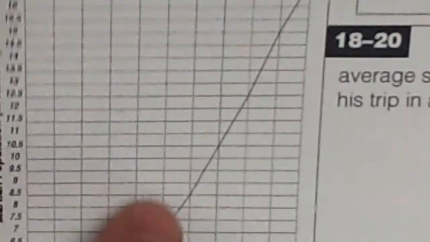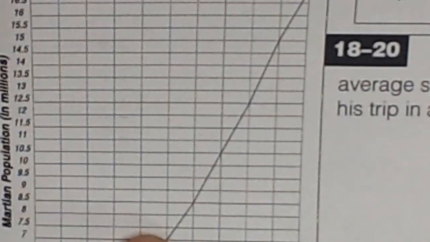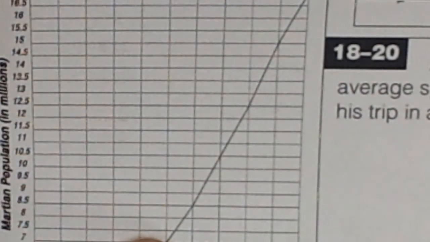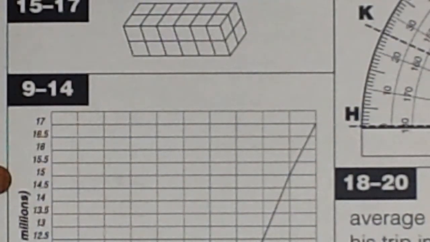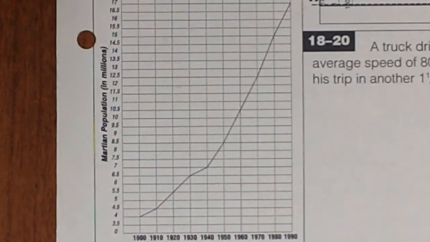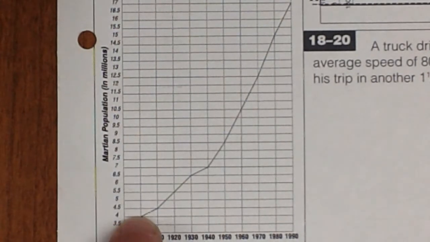Questions 9 through 14 are dealing with this line graph on your sheet. It traces the growth of a population on Mars from 1900 to 1990. Population is shown in millions, with each base standing for 500,000 Martians. Write the number followed by the word million where required. It's a little bit better here for you to read if you can't read it on your paper. Question 9. What was the population in the year 1900?